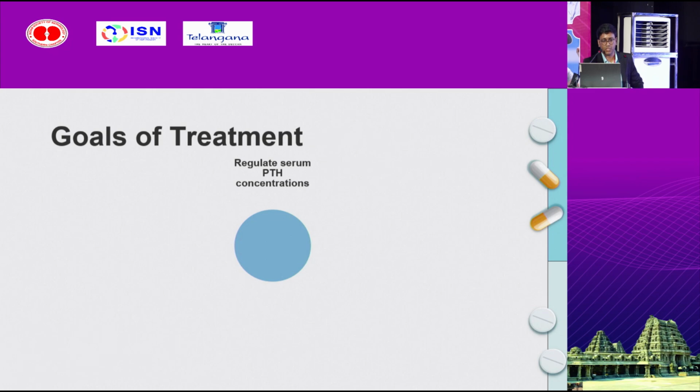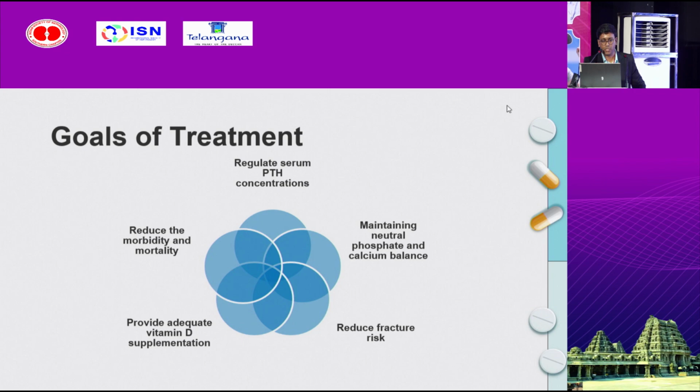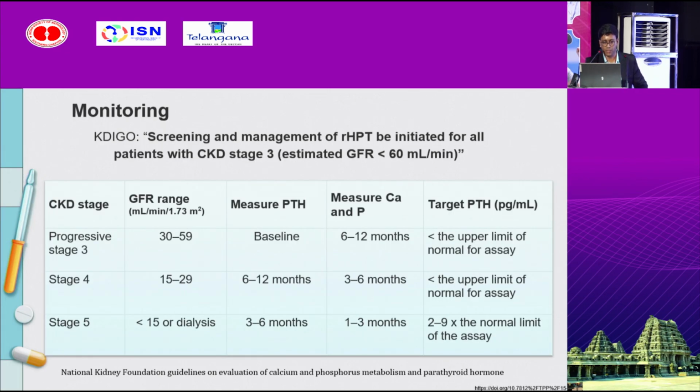So the goals of treatment are basically to regulate serum PTH concentrations within an acceptable range and prevent the progression of parathyroid hyperplasia, in order to maintain neutral phosphate and calcium balance, to prevent hyperphosphatemia and hypercalcemia, and thereby minimize vascular calcification, and also to improve bone health by reducing the fracture risk, and also provide adequate vitamin D supplementation basically to optimize innate immune functions and other biological actions of vitamin D, and also to reduce the morbidity and mortality associated with CKD-MBD.